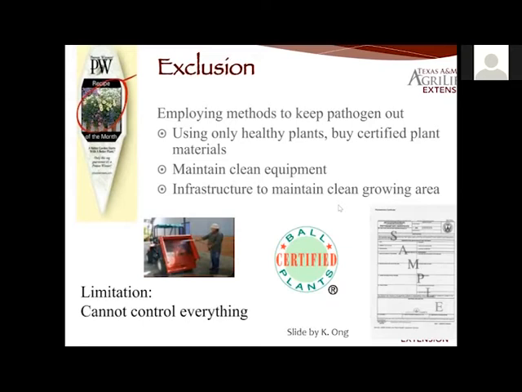The limitation to this is you can't control everything. Something will get in, it's inevitable, but we're really just practicing risk mitigation and trying to stack the deck in our favor.